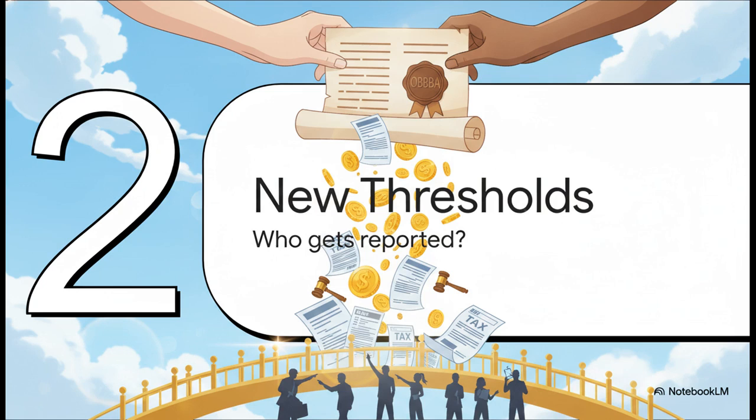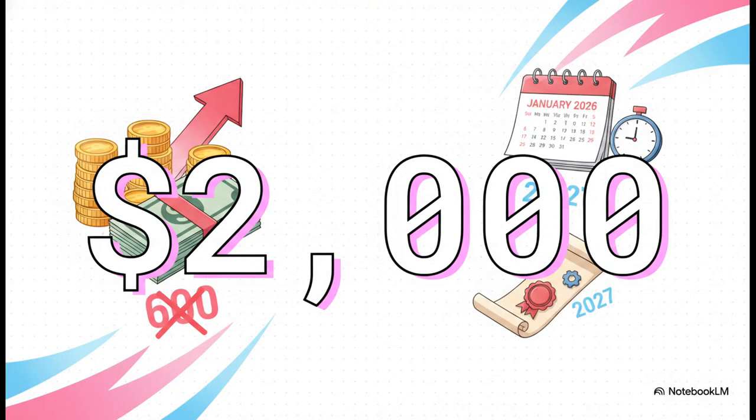Moving right along to Section 2, eligibility and new thresholds. Okay, this is the biggest update by far, the new threshold. For literally years, the magic number was $600. But starting with payments made on or after January 1st, 2026, you only need to file a 1099 NEC if a contractor earns $2,000 or more in a single calendar year. This is a huge shift designed to reduce the sheer mountain of forms generated for low-level service providers. And moving forward into 2027, that number will actually be indexed annually for inflation.